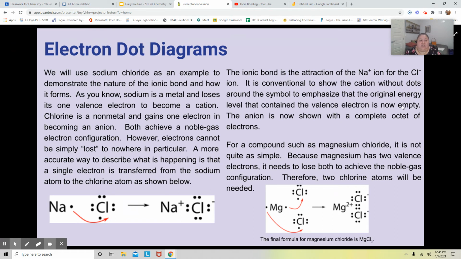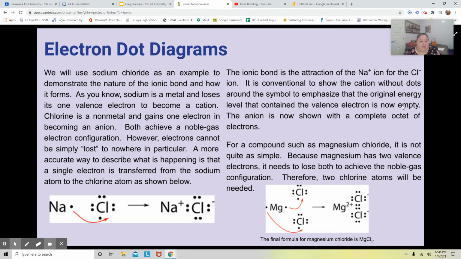However, electrons cannot simply be lost to nowhere in particular, right? Yesterday and on Tuesday, when we were talking about this atom is going to gain 2 electrons, and this atom is going to lose 1 electron, well, electrons are not just floating around in the air. That doesn't happen. Electrons have to be associated with certain elements. And so you have to have somebody willing to give up electrons and somebody willing to gain electrons for ionic bonds to occur.